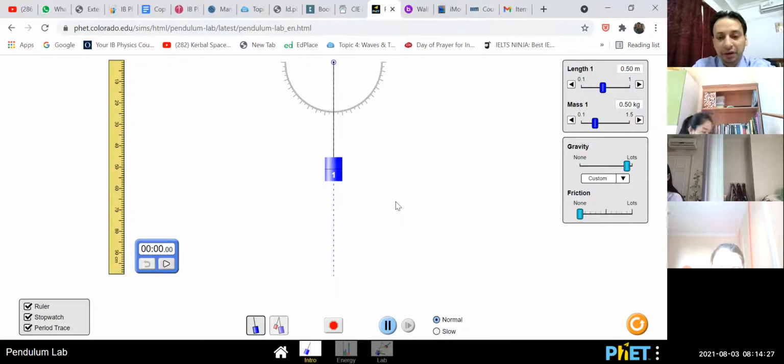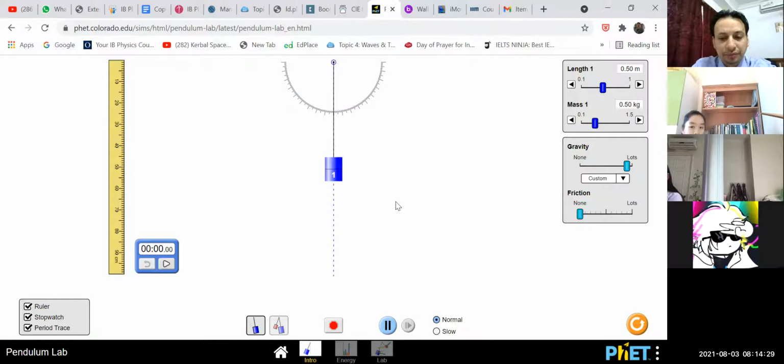Any idea? Yes. Just say the question again. The question is, is the length of the pendulum going to affect the time period of the simple pendulum? Yeah, you're saying yes. It is going to change the time period. So let's see whether this assumption is true or not.